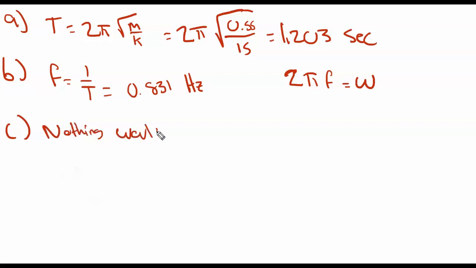If you look at the equation for the period, we have 2 pi times the square root of m over k.